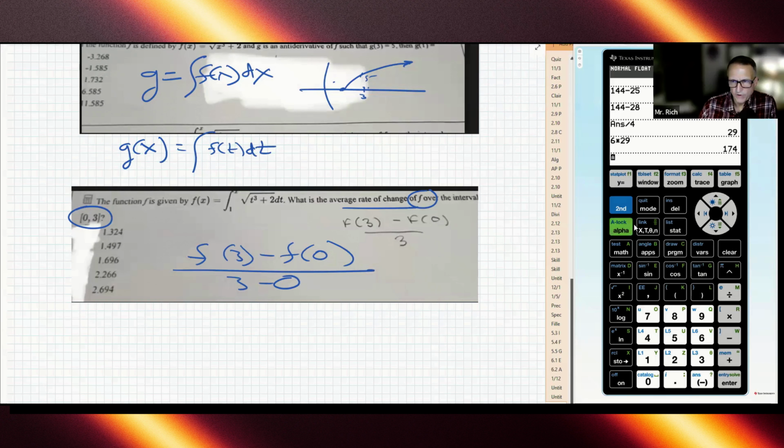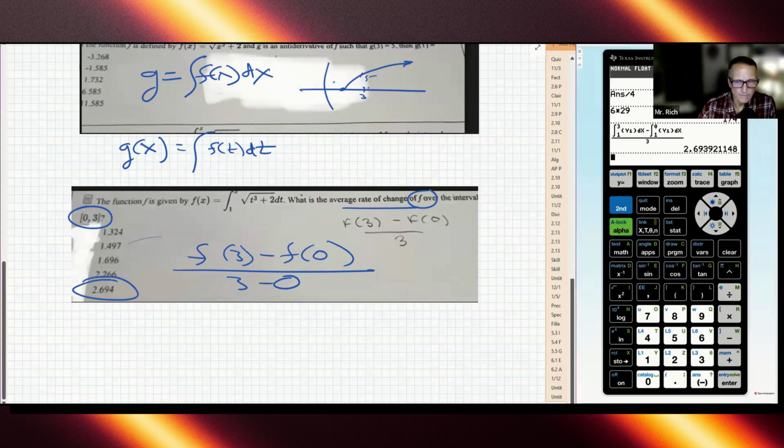So I'm going to put this as one fraction. On the top of my fraction, I'm going to do math number 9 and integrate from 1 to 3 of y1 dx. And then I will take away from that another one. We're going to do math 9. This integral, though, is going to be from 1 to 0 because I'm doing f of 0. And that also would be for function y1. And then I'd be dividing that by 3. And I get 2.694. So it's going to be this one right here.